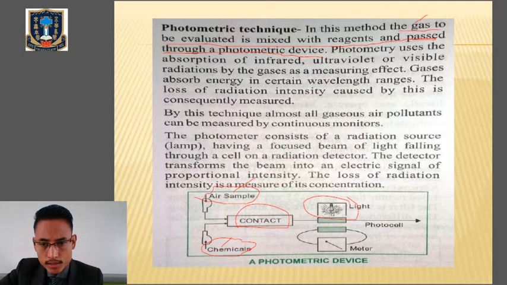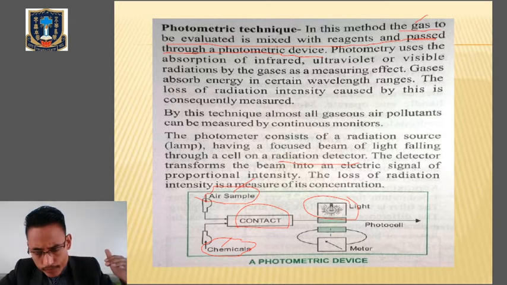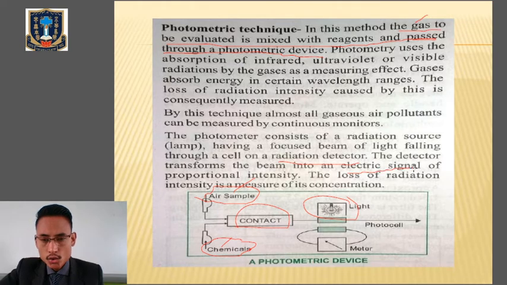Okay, it has a focused beam of light. So it will continuously emit the light. It will continuously focus the light through a cell on a radiation detector. Clear? So this one will continuously emit the light that gives the radioactive property to the gases passing through the photometric devices. And we have got the radiation detector, and this particular detector will transform those beams of energy into the electrical signal. So those energies, the infrared or the ultraviolet energies, will be transformed into the electrical signal.